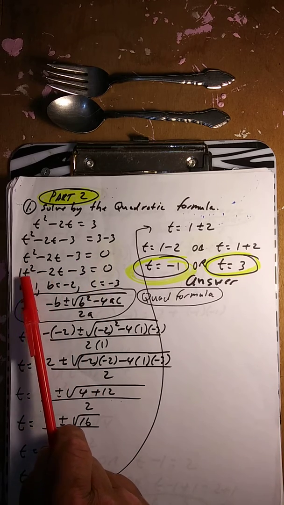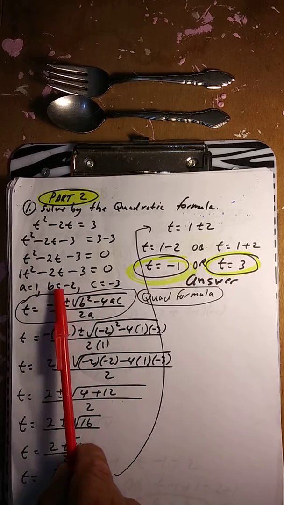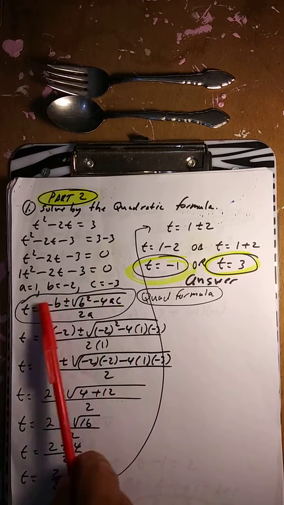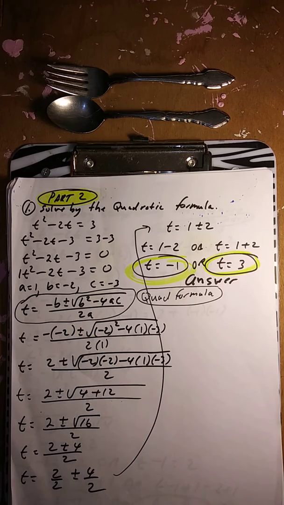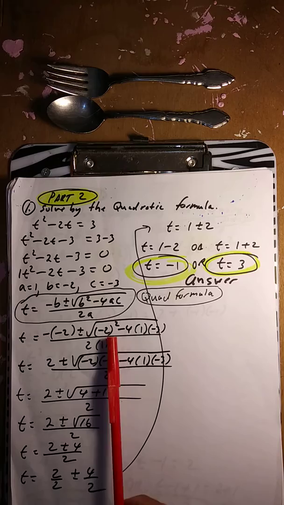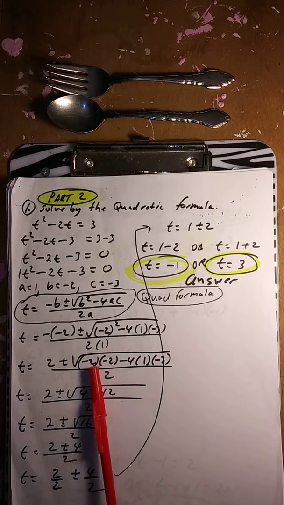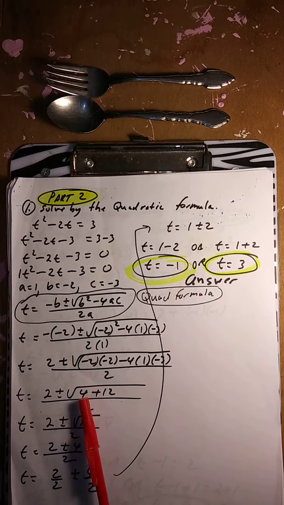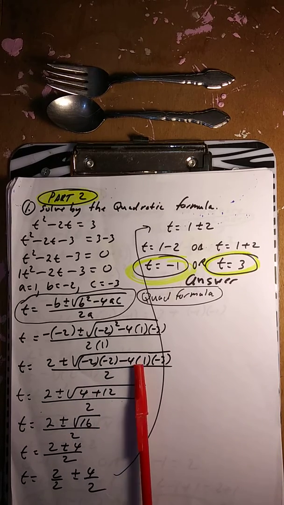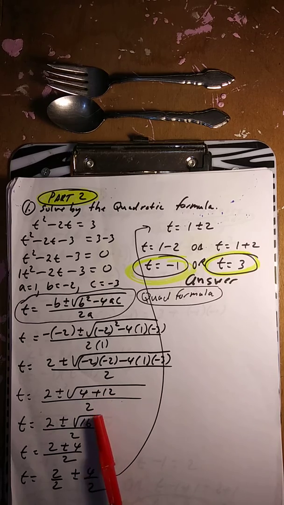This is ABC. A is 1, the coefficient. B is negative 2. C is negative 3. Put the numbers in there. Now the formula is right here. This is the quadratic formula. So now we're going to put numbers in there. Negative of negative 2, plus or minus the square root of negative 2 squared minus 4 times 1 times negative 3. Negative 2 squared means negative 2 times negative 2, and that means 4. And negative times positive times that is going to be a positive 12. So we have 4 plus 12 is 16.